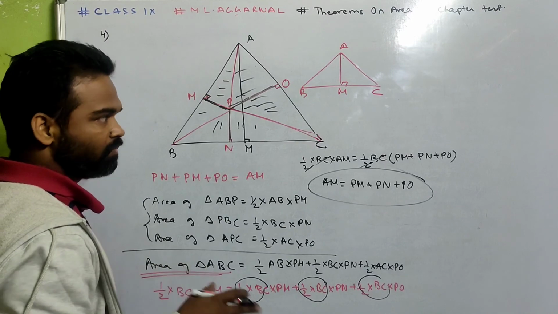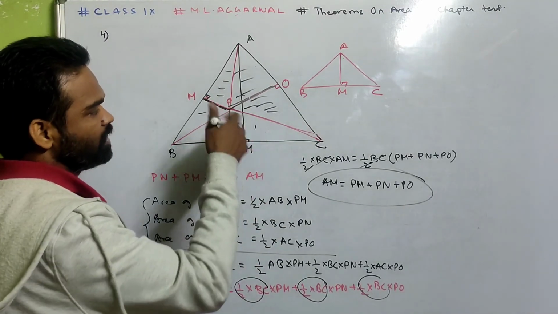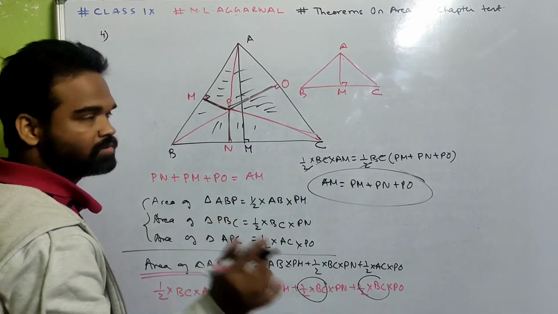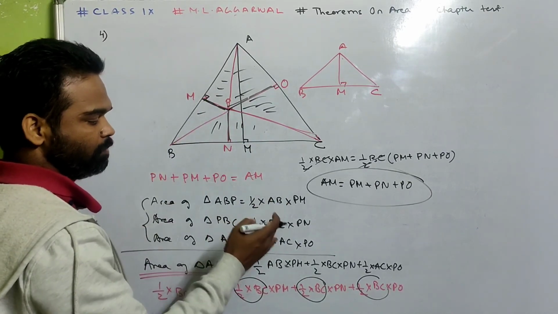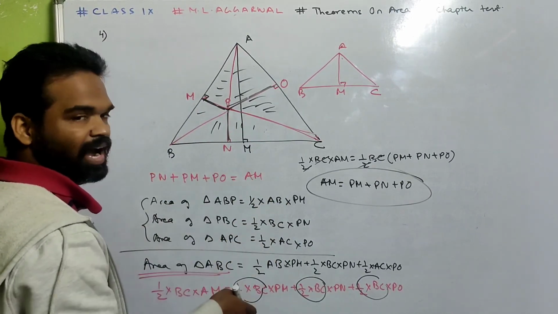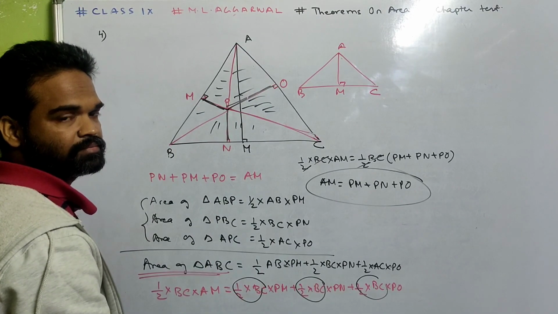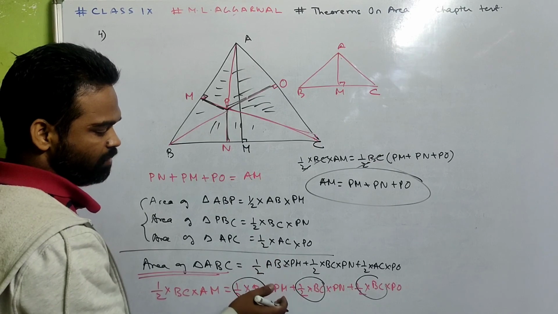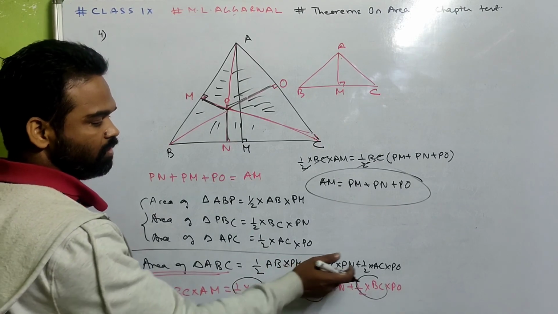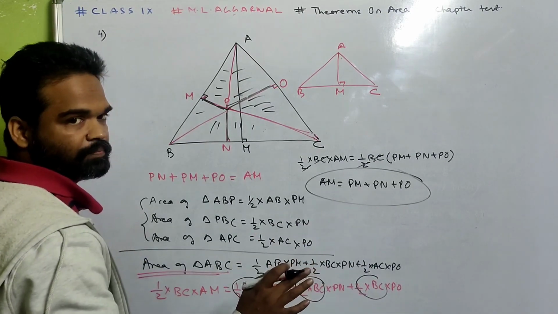Yes or no? Very easy. Just divided the entire triangle into 3 parts from the point P, and then area is half into base into height, half into base into height, half into base into height. Add them, you will get the answer. Simple. It's an equilateral triangle. So instead of AB, I can write BC. Instead of AC, I can write BC.